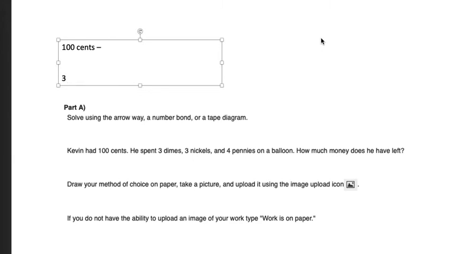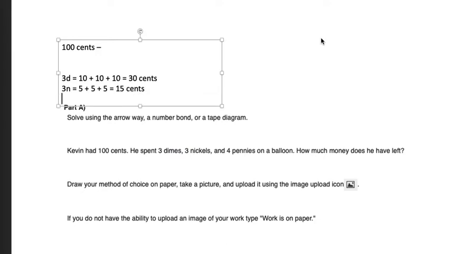So I know from doing this before, each dime is 10 cents, so 10 plus 10 plus 10 is 30 cents. 3 nickels, every nickel is 5 cents, so 1 nickel, 2 nickels, 3 nickels is 15 cents. And I know that 4 pennies, if every penny is worth 1, 4 pennies equals 4 cents. Now I'm going to go ahead and add these together. So 30 plus 10 would give me 40, plus 5 is 45, 46, 47, 48, 49. Okay, so he spent 49 cents on the balloon.